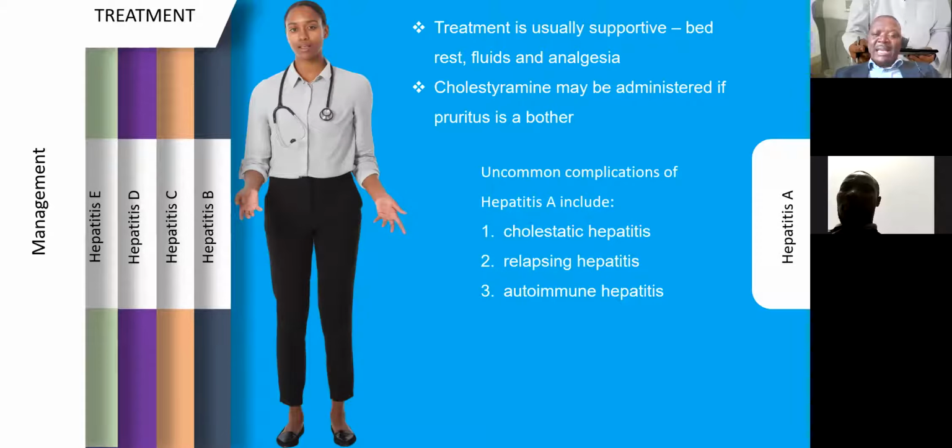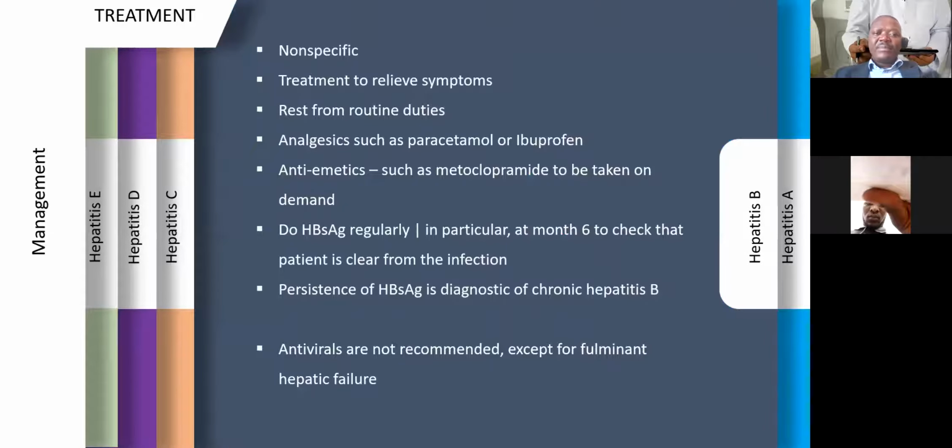Although we say hepatitis A is not a very chronic infection, or neither does it cause chronic infection, there are occasions when it causes the following complications. Cholestatic hepatitis, relapsing, in other words, after some months, it will come back again, and very rarely autoimmune hepatitis, which is recognized as a cause of chronic inflammation of the liver. So these should be recognized. But in fairness, it does not have any problem with chronicity.